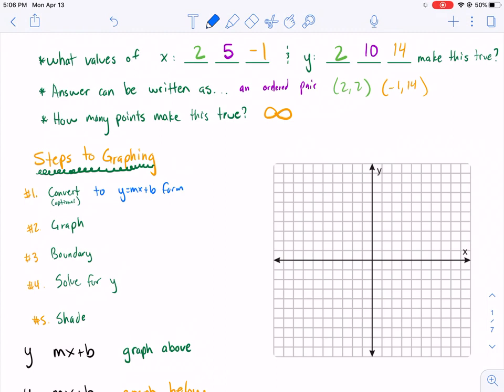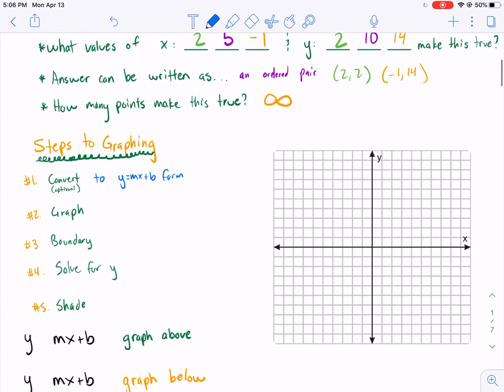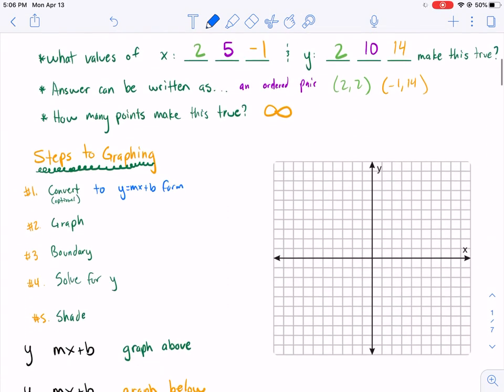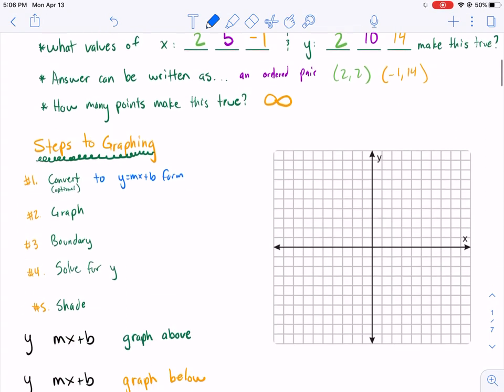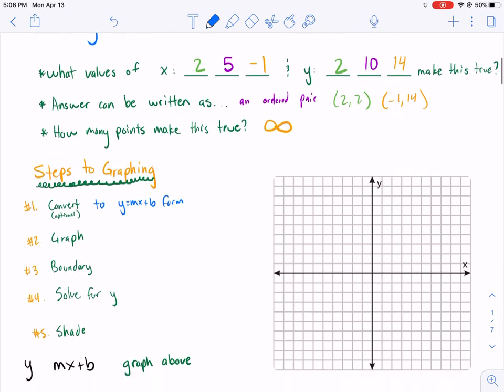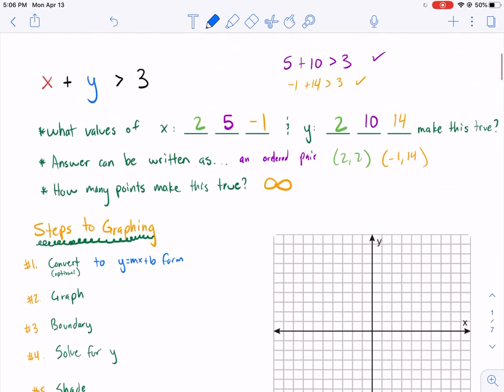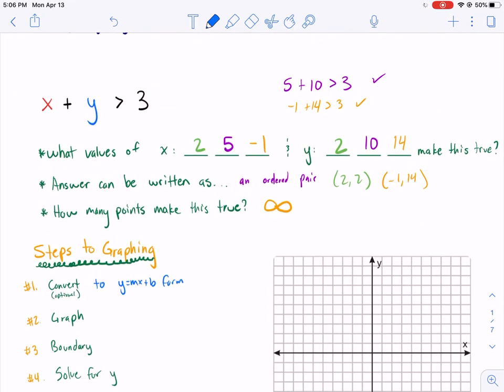Step 2, you're going to graph. Step 3, you're going to make your boundary line. Oh, and step 4, you're going to solve for y again, and then you're going to shade. Okay? So the reason why we need to shade, as I'll show you in a second, is to express the infinite number of ordered pairs that make that true.